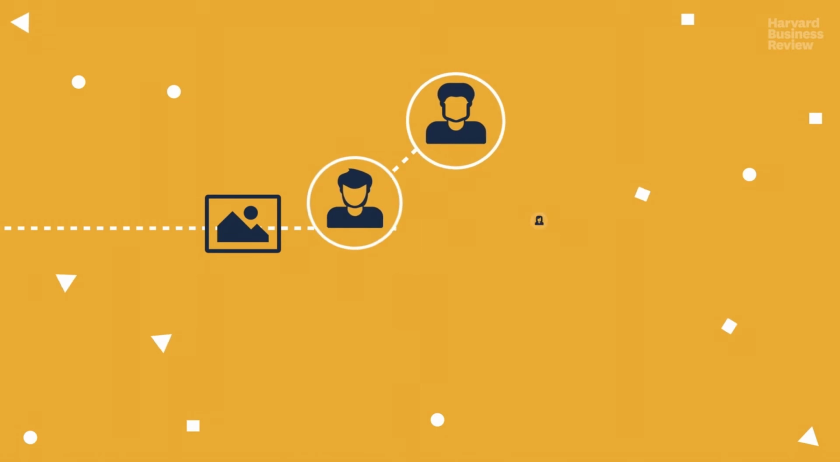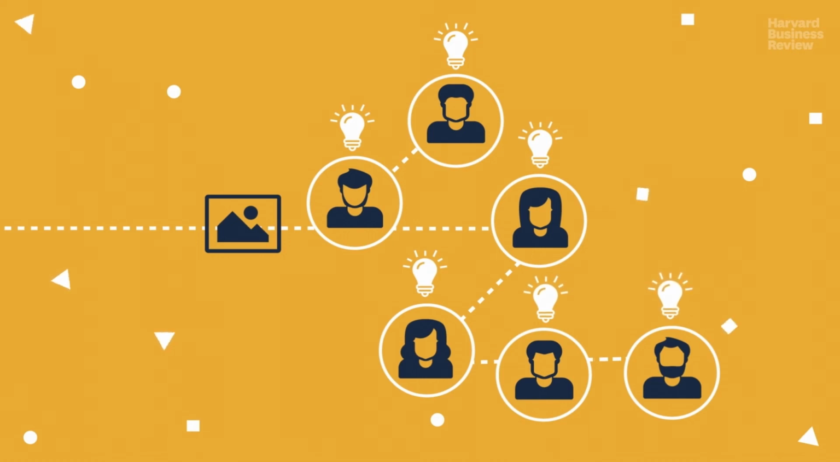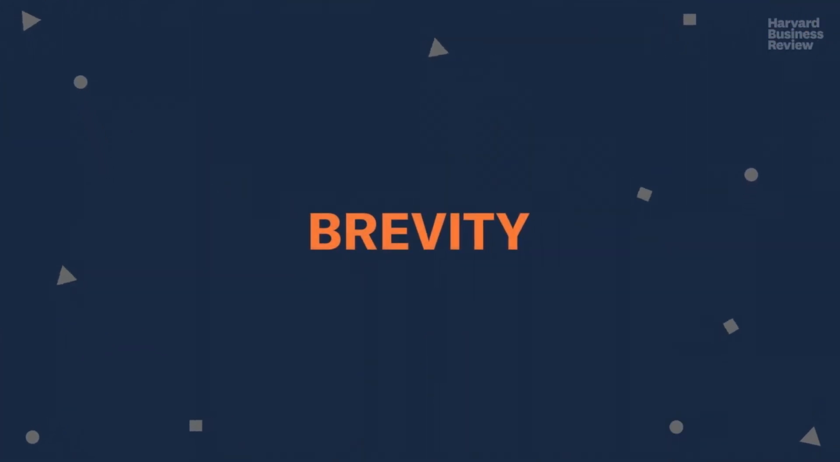Use metaphor to turn words into images. It's a powerful tool that will give your audience a clear understanding of your idea and will help them remember and share it with others. And finally, brevity is a crucial element in making a persuasive speech.